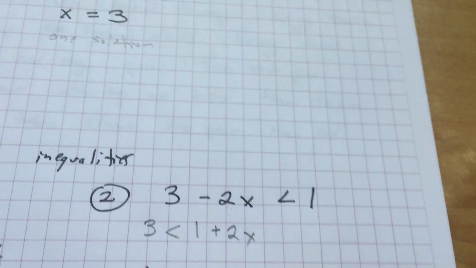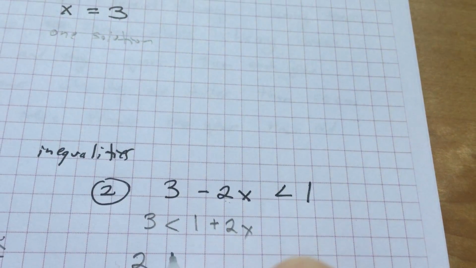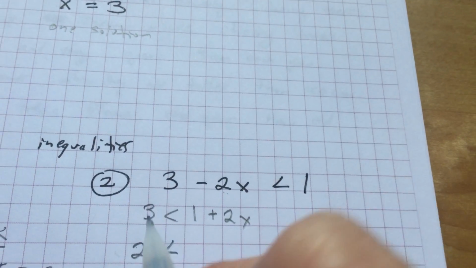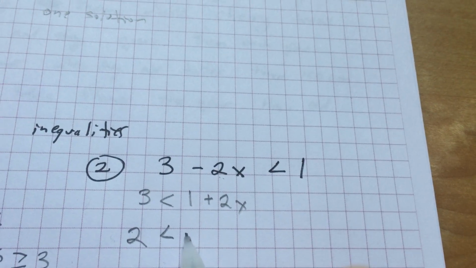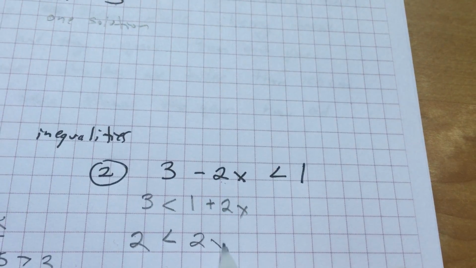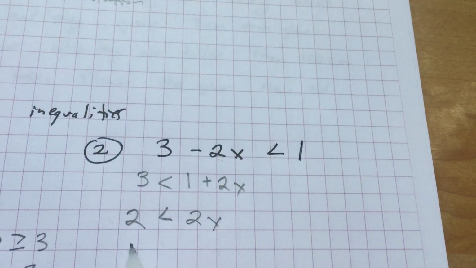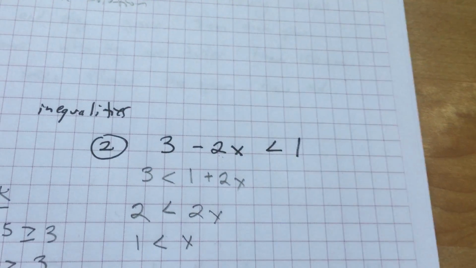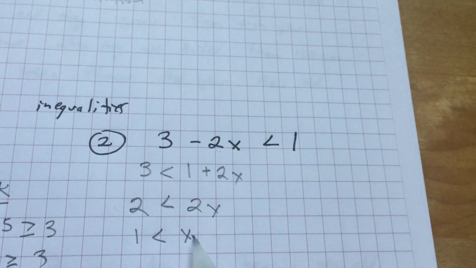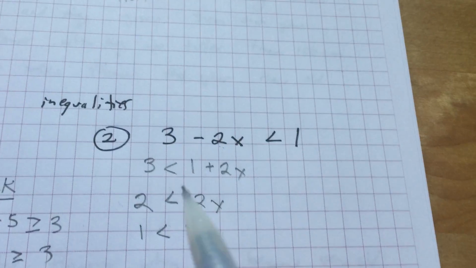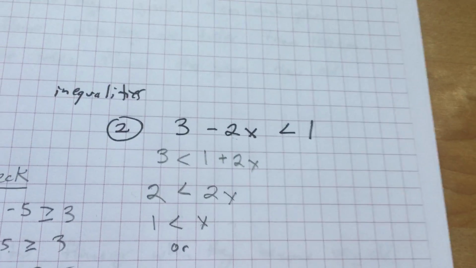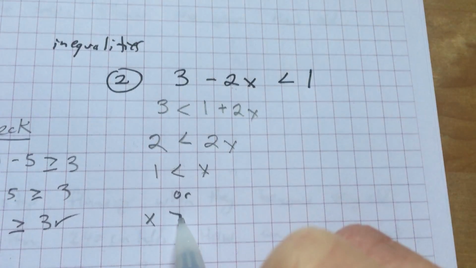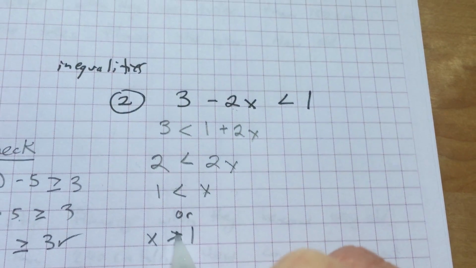Now I'll subtract the 1 from both sides, so I'm going to get 2 is greater than, or sorry, less than, my apologies. So 2 is less than 2x. Divide both sides by 2, I get 1 is less than x. Now I can rewrite this, so notice that the inequality sign is opening up towards my x. So I can rewrite this as x is actually greater than the number 1.